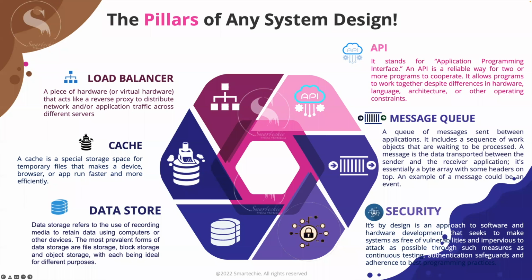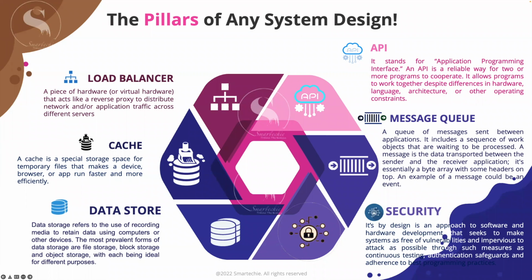The fifth one is the message queue. It's a queue of messages sent between applications. It includes a sequence of work objects that are waiting to be processed. A message is the data transported between the sender and the receiver at the two different ends, and it's essentially a byte array with some headers on top. An example of a message could be an event.